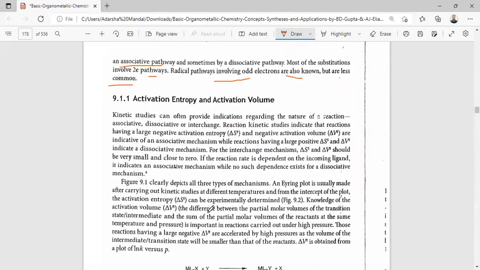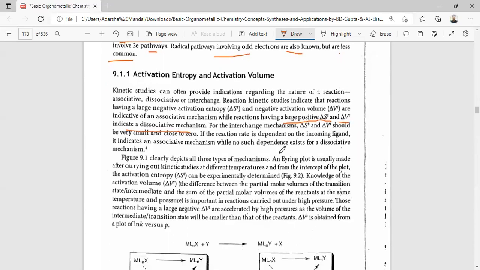Now I'll discuss the activation entropy and the activation volume. Kinetic studies can often provide indications regarding the nature of the reaction: associative, dissociative, or interchange. A reaction with a large negative activation entropy and negative activation volume indicates an associative mechanism, while a reaction with a large positive entropy and positive activation volume indicates a dissociative mechanism. For the interchange mechanism, ΔS and ΔV should be very small or close to 0.